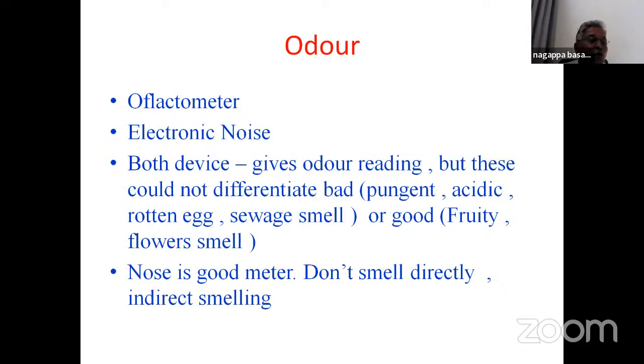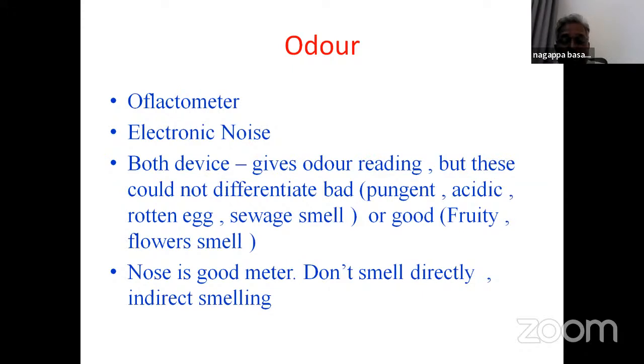Bad smell. If you open the ammonia bottle, read the record. If it is giving 150 color odor units, it means it is pungent. You cannot stand there. It is also giving 150 for the good odor. A flower smell is also giving 150.